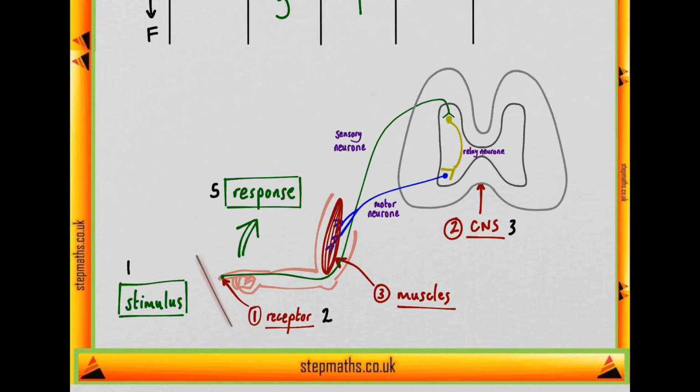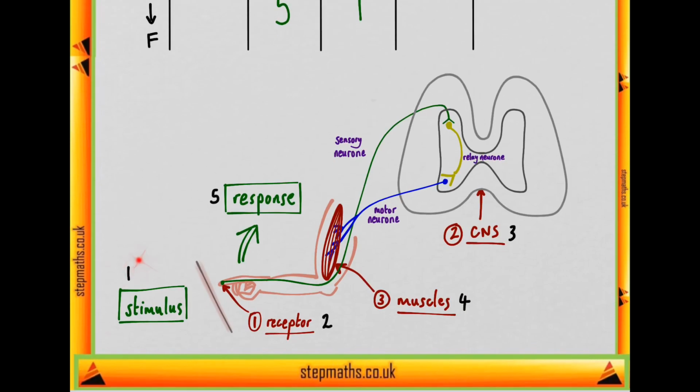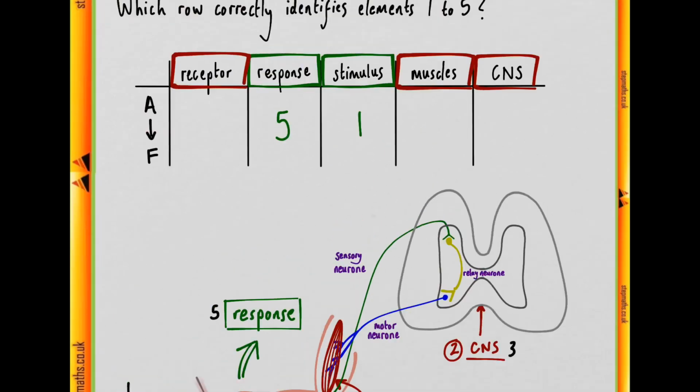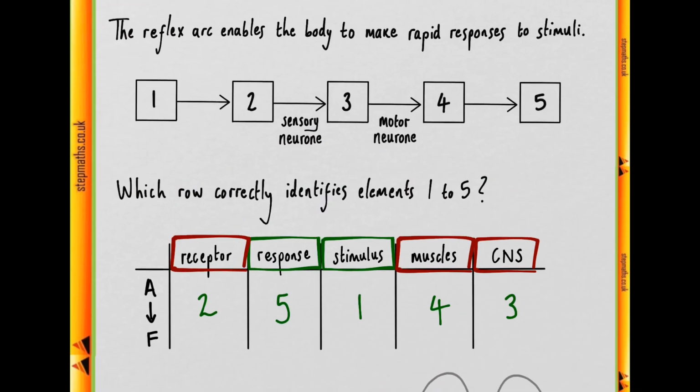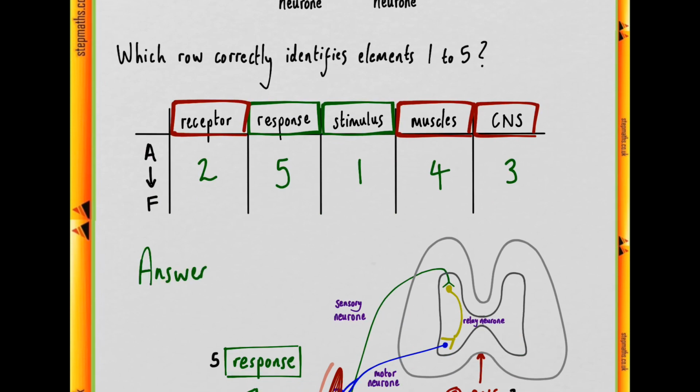So we have our answer. We have 1, 2, 3, 4, 5. So we have receptor, CNS, muscles. So we can fill that in as 2, 3 and 4. And we have our answer which corresponds to row B.